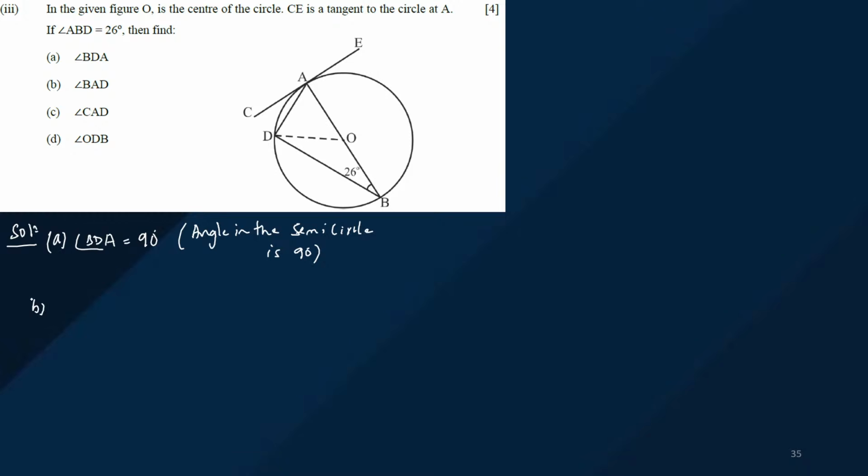Now, next one. BDA is equal to 90 degrees, and the reason is why it is 90 degrees. Then BAD. How much is BAD? BAD is this angle. How can I find out BAD?